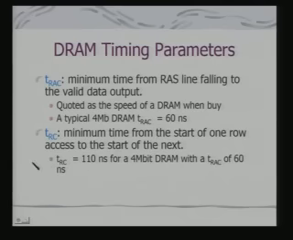TRC is the minimum time from the start of one row access to the start of the next. That means when I have accessed one row and then have to access another row, there has to be a definite delay or time period, or cycle. These values are typically 110 nanoseconds for a 4 Mbit DRAM with TRAC of 60 nanoseconds.